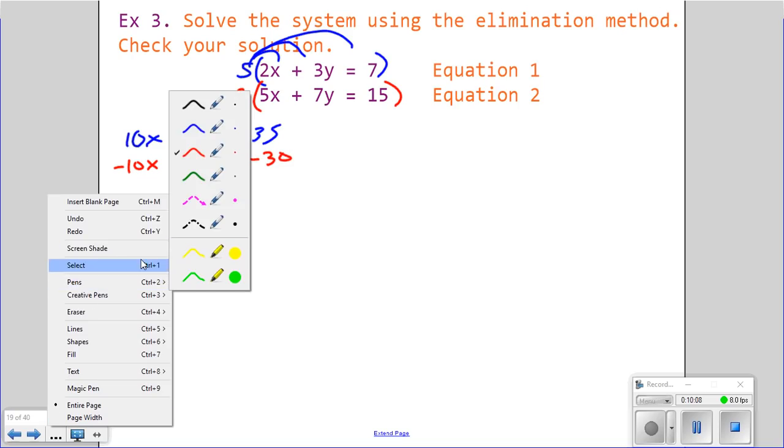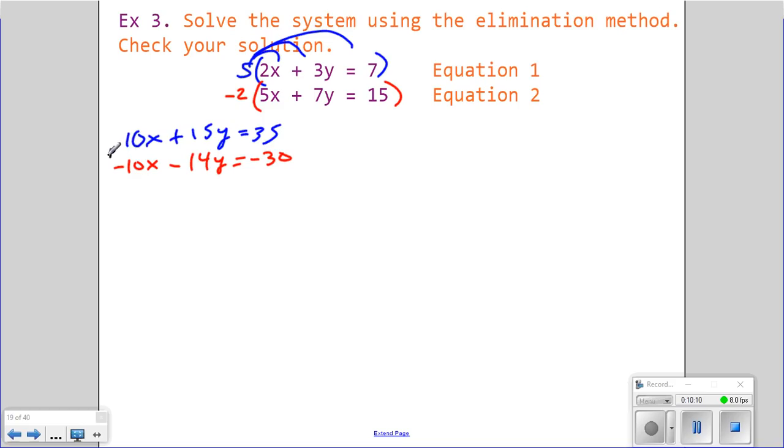Now add the two equations together to eliminate x. 10x plus negative 10x is 0. 15y plus negative 14y is simply just 1y, or y. And 35 plus negative 30 is 5. So that was very nice and easy to solve for. Now we know what y is.